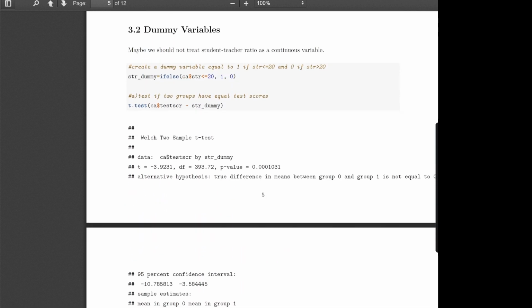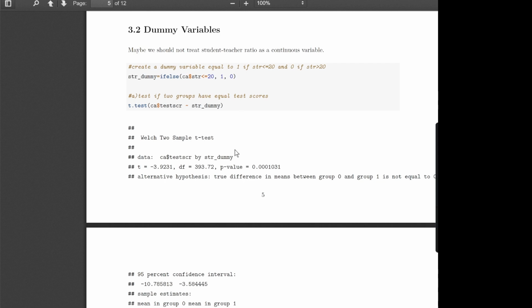Okay, so the next topic is dummy variables. Here, maybe we should not treat the student-teacher ratio as a continuous variable. Maybe we can separate it into 2 categories: a high student-teacher ratio and a low student-teacher ratio. We set this dummy variable equal to 1 if you have a low student-teacher ratio, and 0 if you have a high student-teacher ratio, that is, STR greater than 20.